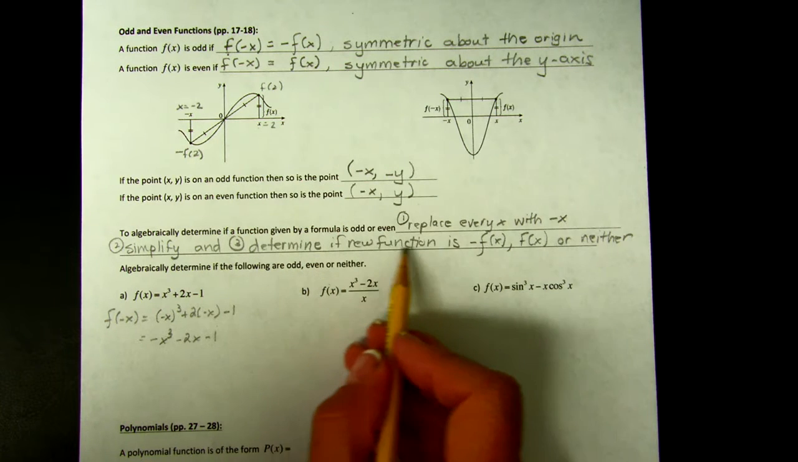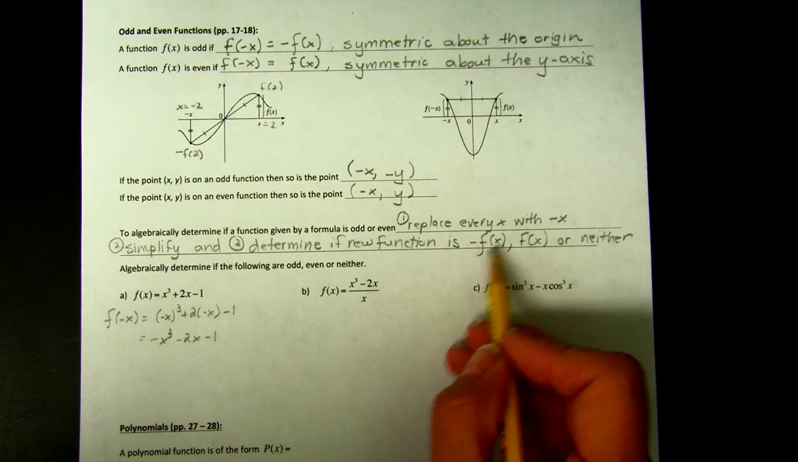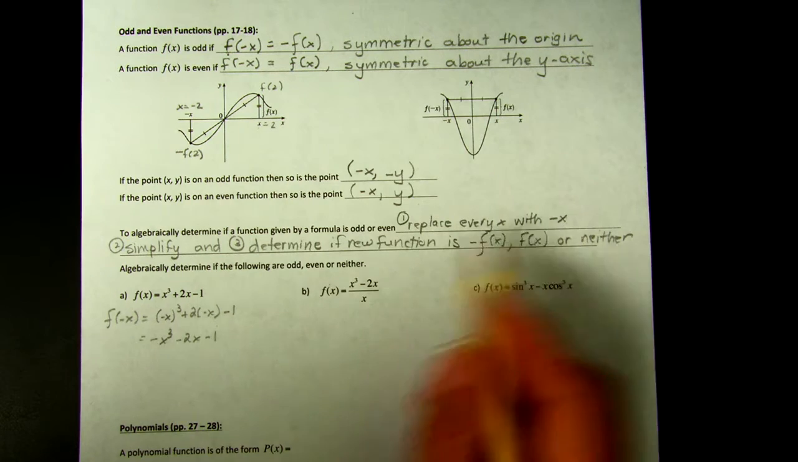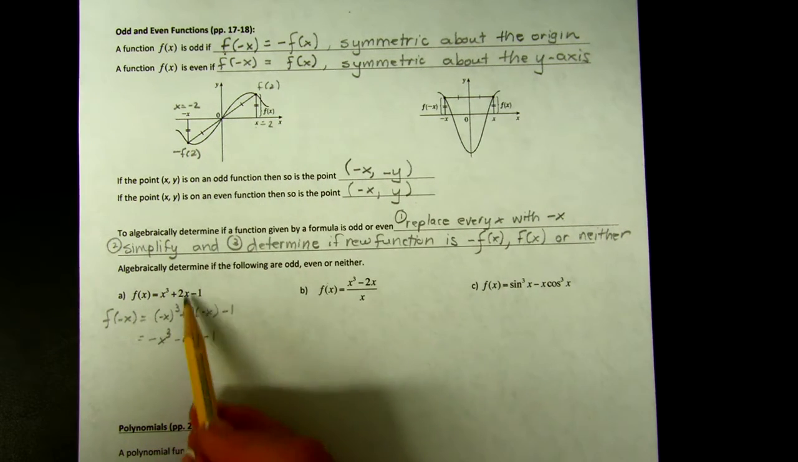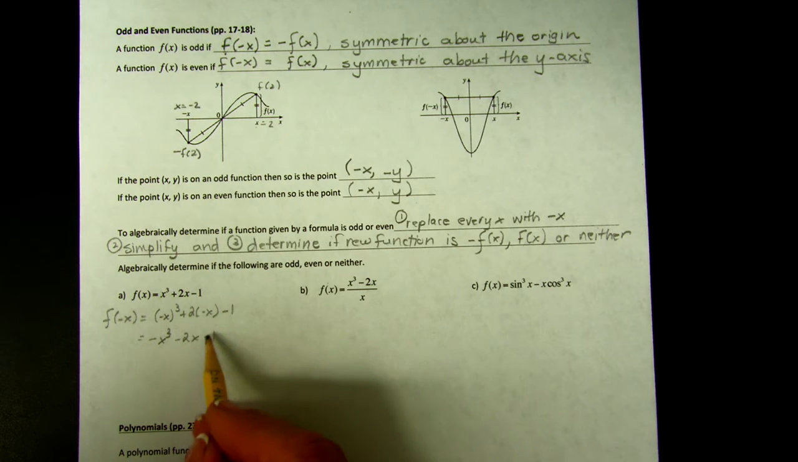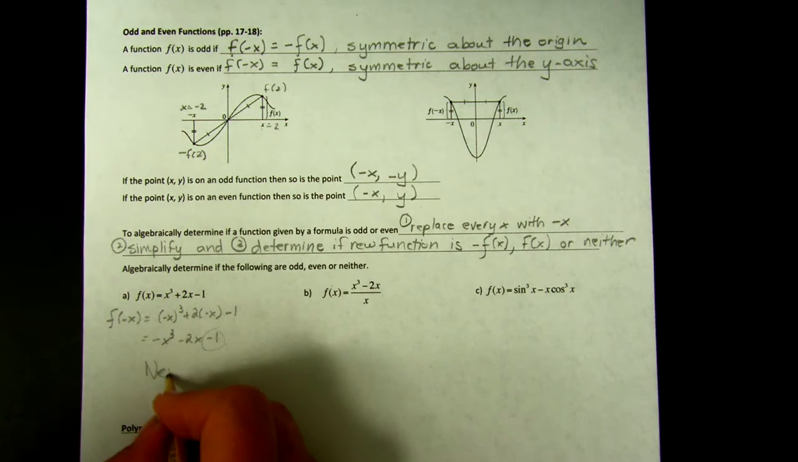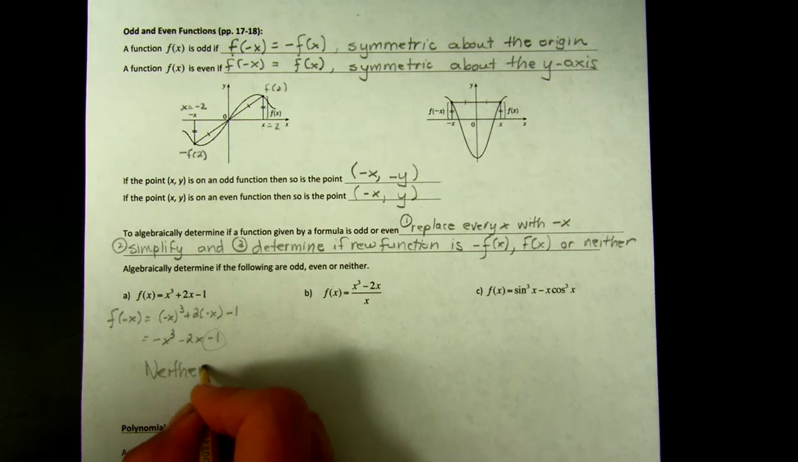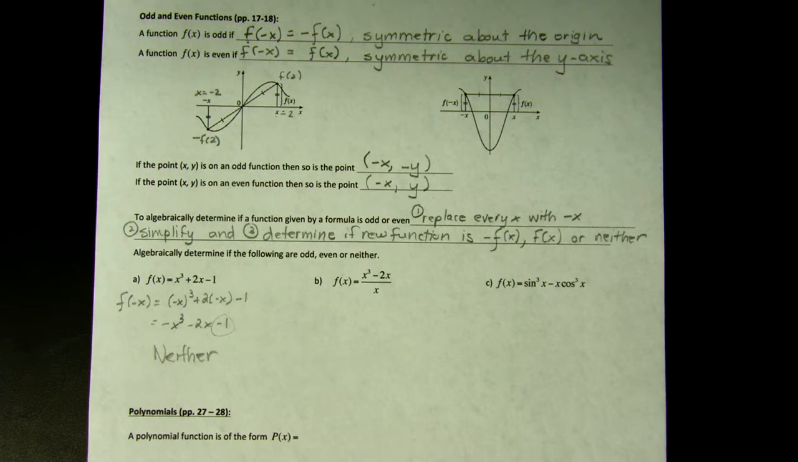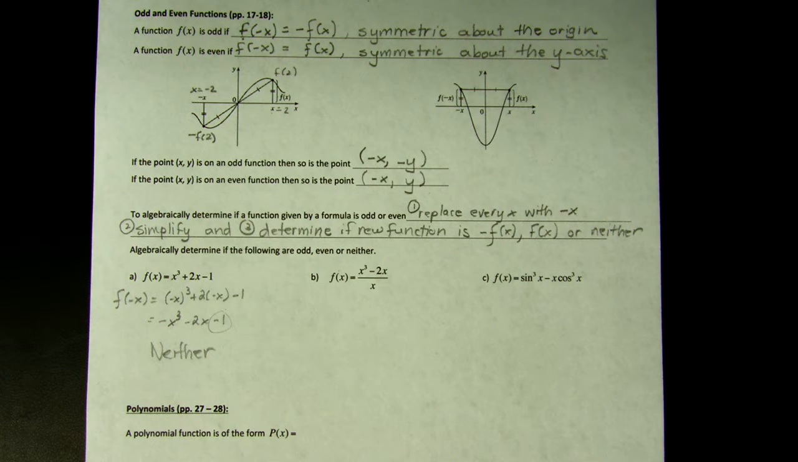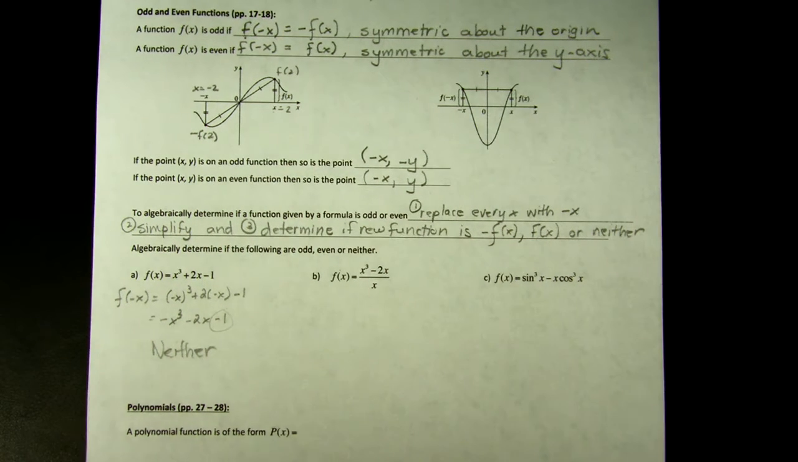Step 3, determine if the new function is the opposite of f of x, f of x, or neither. Well, this is the opposite of that, this is the opposite of that, but this is the same as that. And so this is a situation where the function that we started with is neither odd nor even. All right, let's look at the next one.